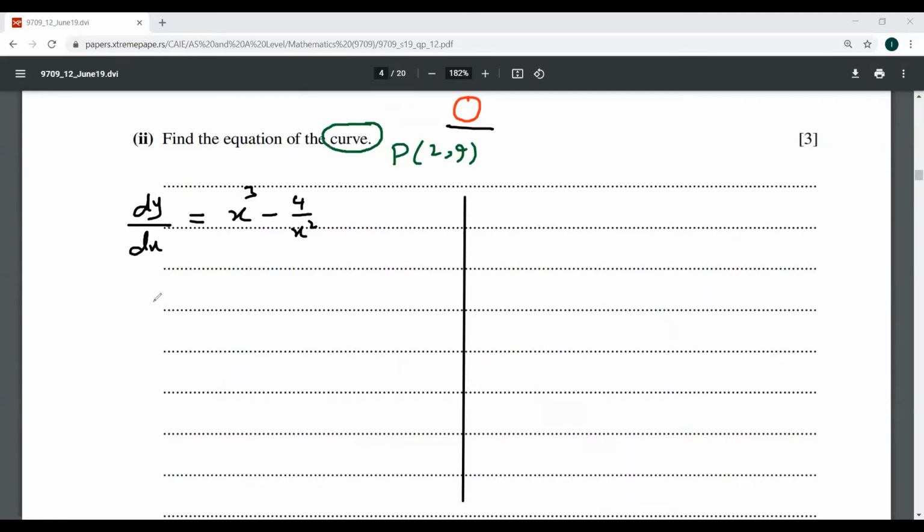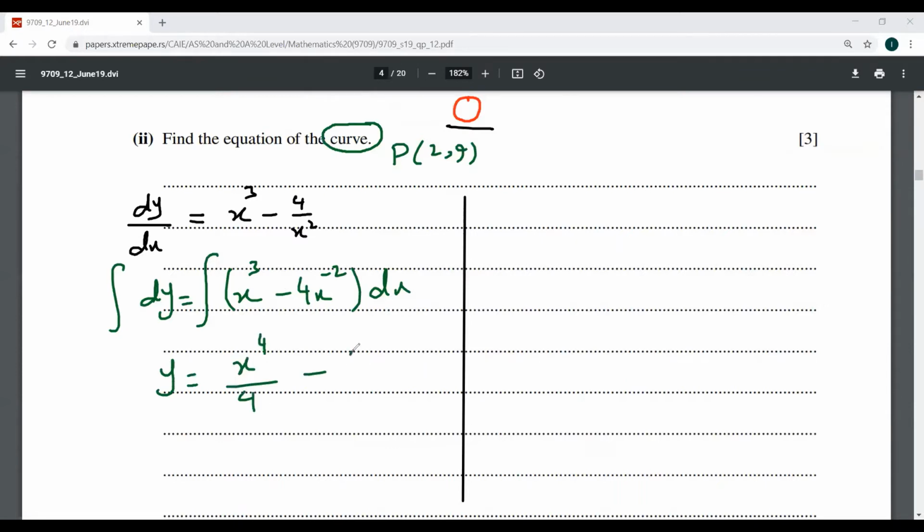So I will be writing it as dy, that is x cube, and I should write this as 4x to the power minus 2 if I want to integrate it, okay? So this side will be integrated with respect to y, this side with respect to x. So you have y equal to x to the power 4 over 4 minus 4x to the power minus 1 over minus 1. And never forget to write this plus c over here, because you have been given this point to determine the value of the c.